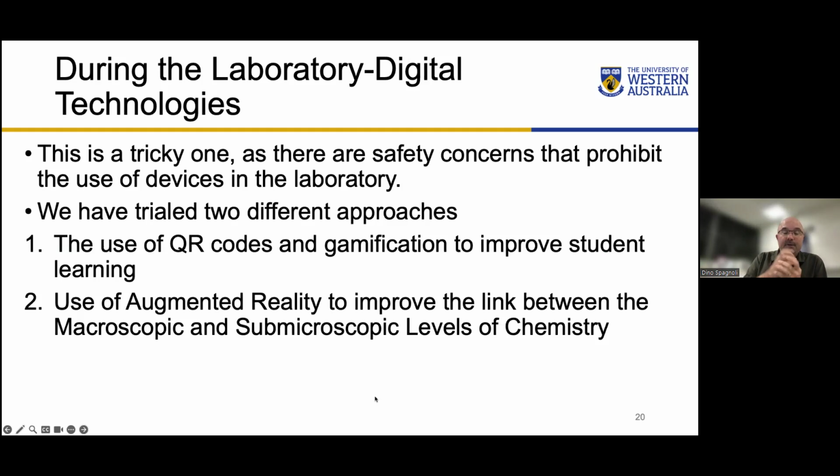During the lab is tricky because there are safety concerns, and I'm always concerned about the use of devices in the laboratory. There was one particular comment, I think, in a previous discussion about the cognitive load within a lab. You always do need to take care of that. But we've trialed two different approaches. One is the use of QR codes and gamification to improve student learning. And one, we've used augmented reality, which Sebastian talked about before, and we'll tell you what we've done in that space.